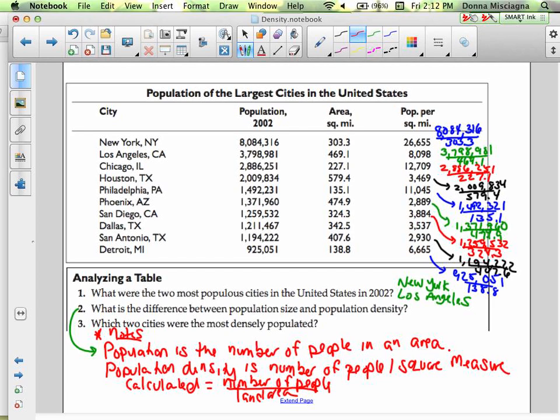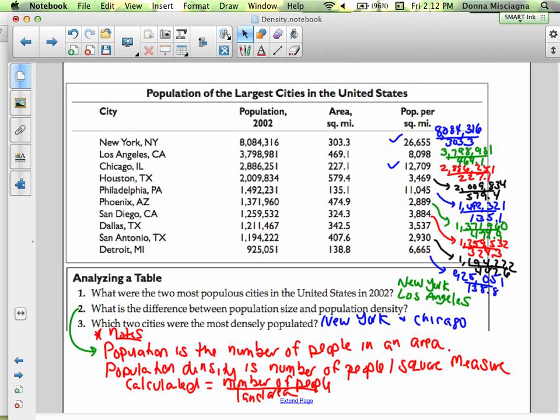So which two cities were the most densely populated? We'd have to look over here and notice it is not Los Angeles anymore. It's still New York with 26,655 people per square mile. That's a lot of people. I think they're stacked on top of one of those tall buildings. And then Chicago is number 2. So it was New York and Chicago. Right? So notice, not necessarily the same. You can have lots of people, but if you have lots of area, you're not as densely packed. You're not as densely populated.